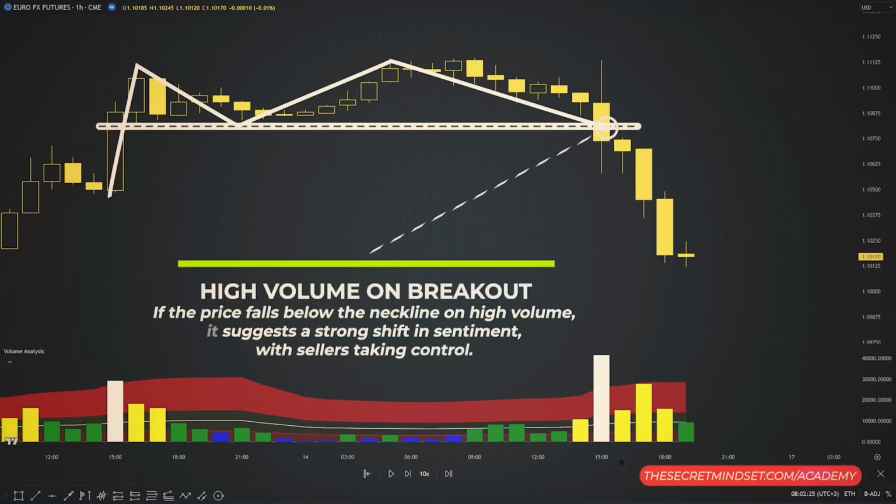Here, volume plays a vital role in confirming the pattern. If the price falls below the neckline on high volume, it suggests a strong shift in sentiment, with sellers taking control. High volume during the breakdown adds credibility to the pattern and increases the likelihood of a trend reversal.